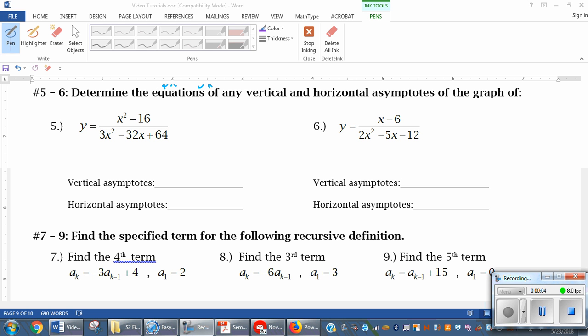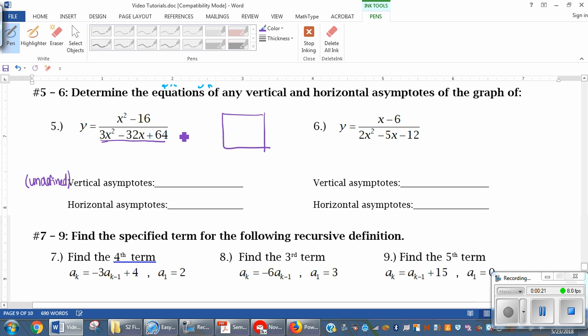All right, vertical asymptotes and horizontal asymptotes. Vertical asymptotes are the same thing as figuring out where the function is undefined, which means all you're doing is setting the bottom equal to 0. Okay, so in this one, there's no GCF, so if I were to set the bottom equal to 0, I'm still going to have to factor it.